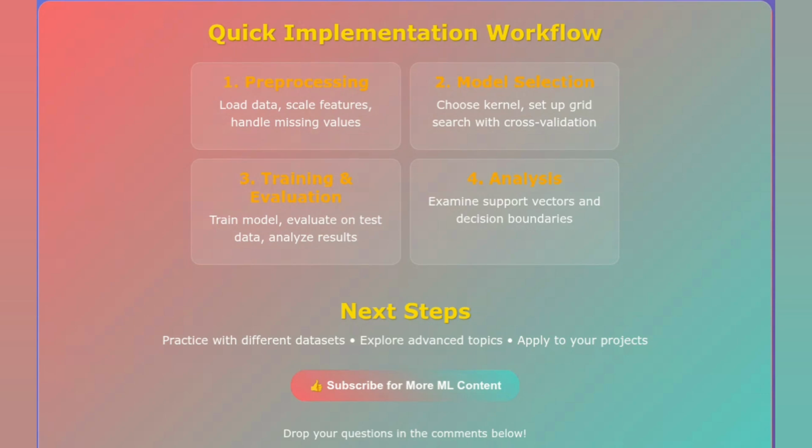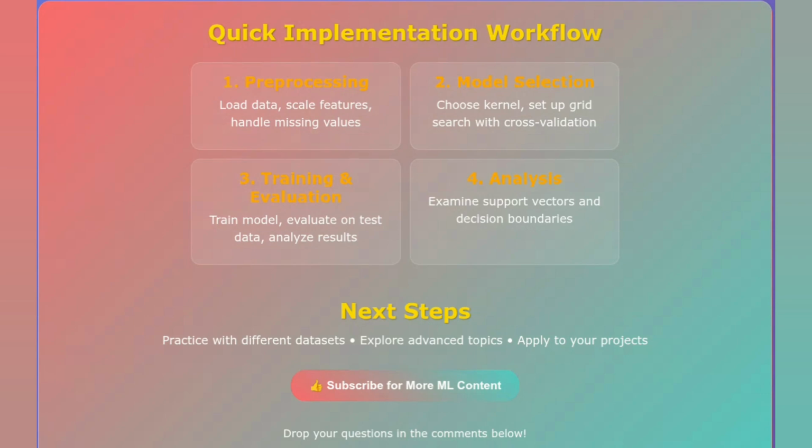Let's recap what we've learned. SVMs find the optimal decision boundary by maximizing the margin between classes. The kernel trick allows them to handle nonlinear problems elegantly. They're powerful for high-dimensional data and provide unique, globally optimal solutions. However, they require careful parameter tuning and feature scaling. They work best with small to medium-sized datasets where accuracy is paramount. The algorithm's mathematical foundation makes it both powerful and interpretable.